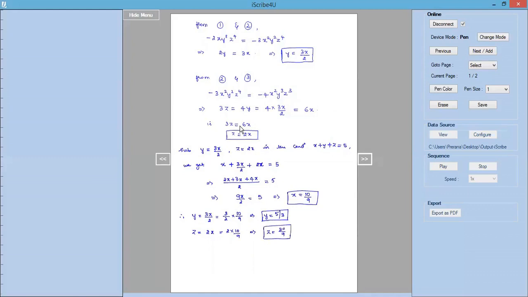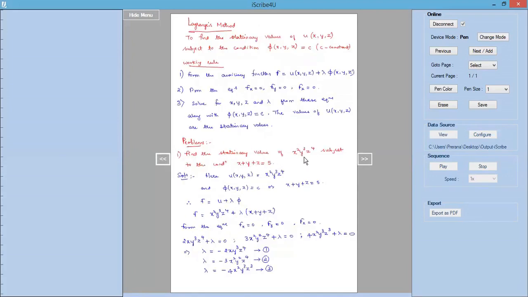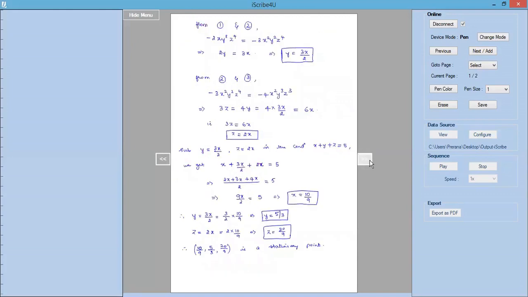Now I know the stationary point, that is x comma y comma z gives us the stationary point for us. That is 10 by 9 comma 5 by 3 comma 20 by 9 is one of the stationary points. And since we are asked to find the stationary value of x square y cube z power 4, we will substitute this value in x square y cube z power 4 and obtain the stationary value.